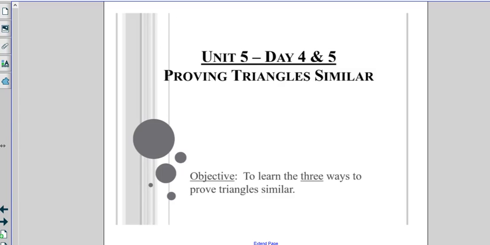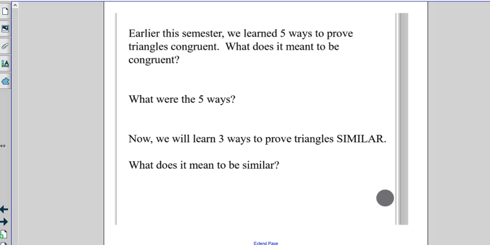All right, days 4 and 5, proving triangles similar. We're going to learn 3 ways to prove similarity. So earlier this semester, we learned 5 ways to prove triangles congruent. What does it mean to be congruent?